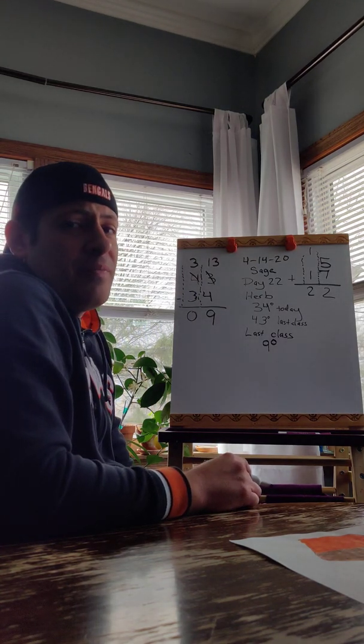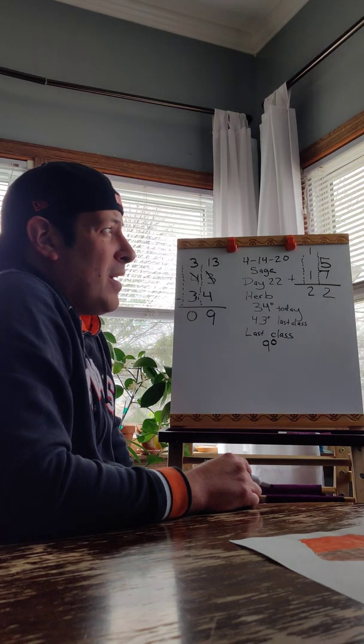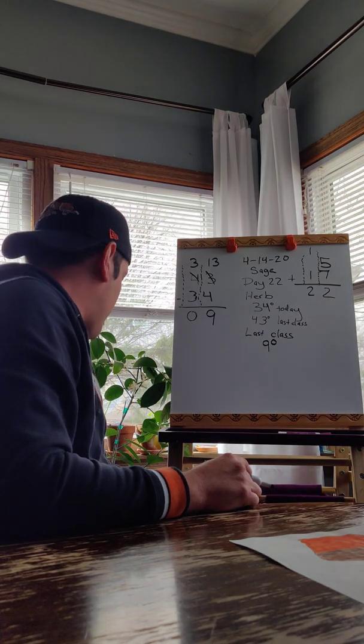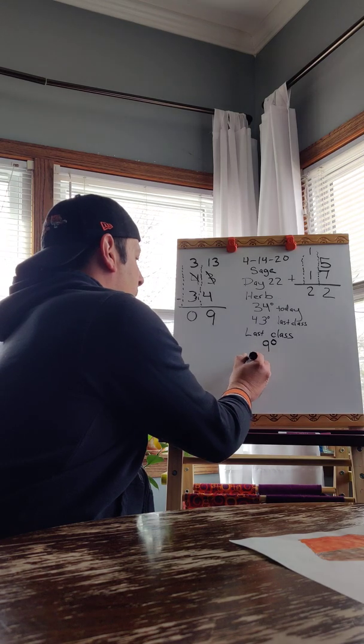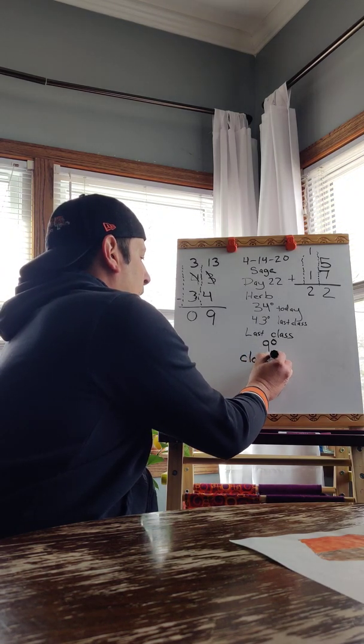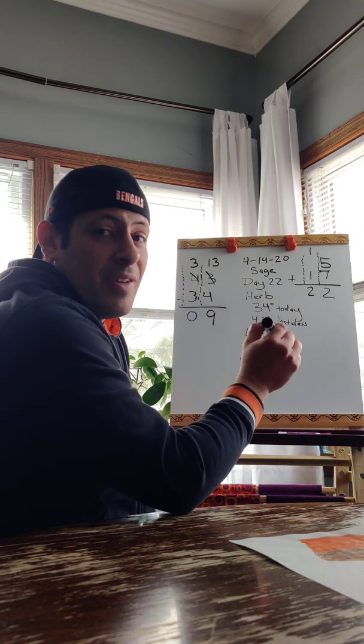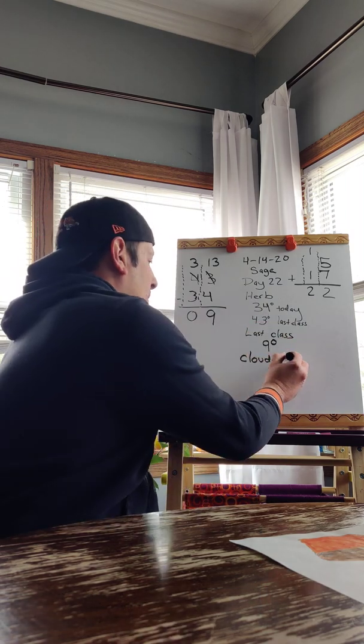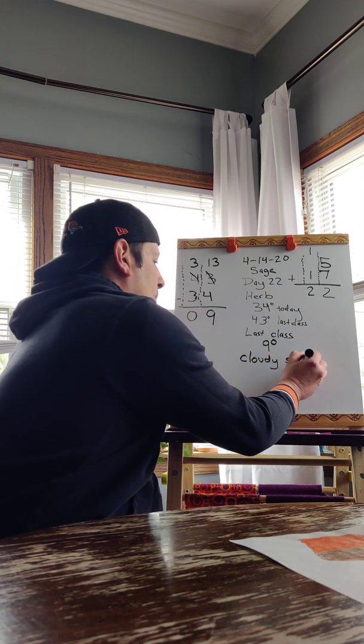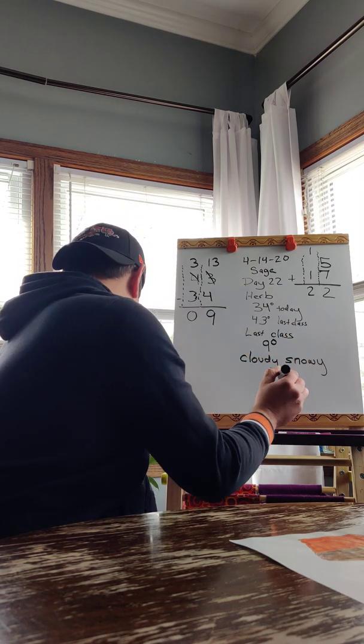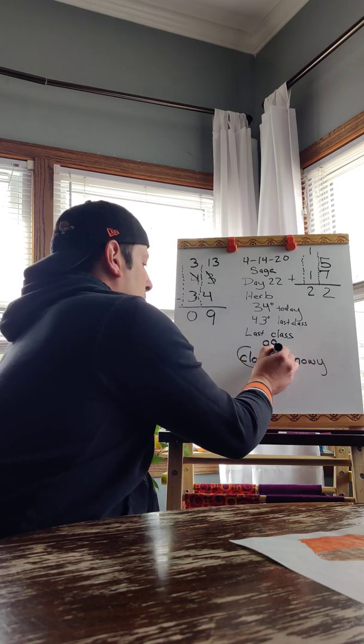Outside is a little weird. It's sunny and cloudy, so we're just going to put cloudy. Keeps going back and forth. And it's actually snowy. It's snowing out there. So we're going to circle those.